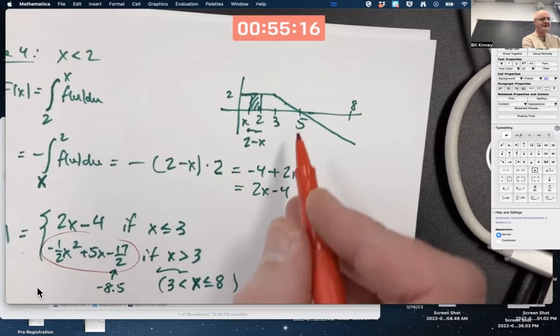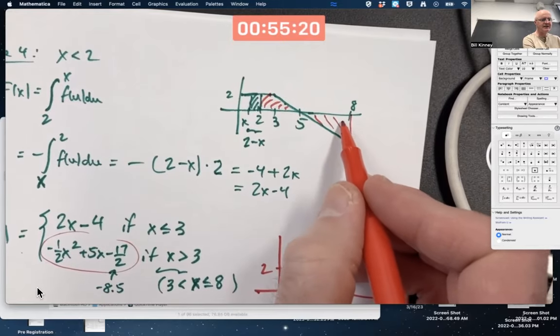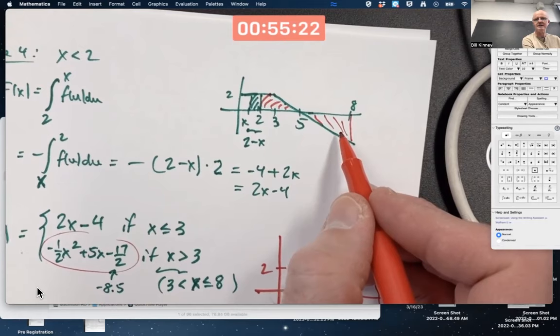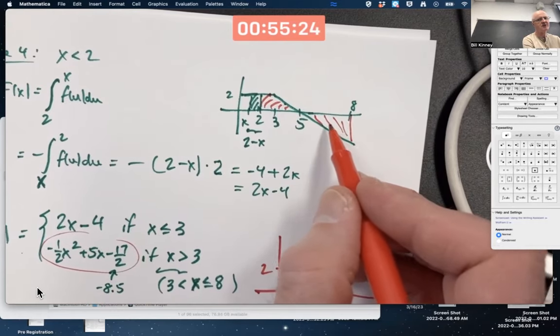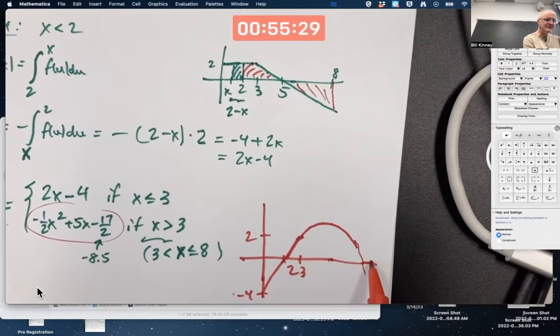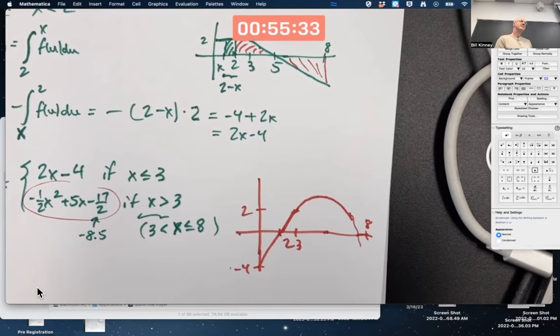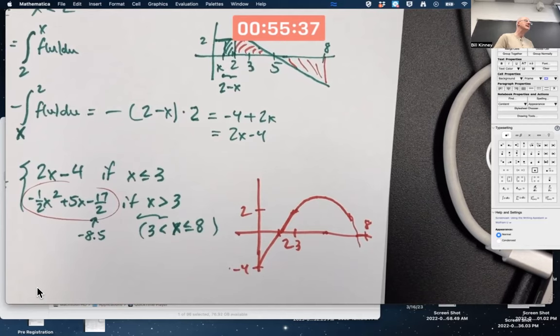You also could think about it: is this area bigger than or smaller than this area? It looks like this area is bigger here, if I drew it right. So probably this negative contribution to the integral outweighs this positive contribution to the integral. Probably it goes negative before 8. That's what I'm guessing, but I could be wrong. My picture could be faulty, misleading.